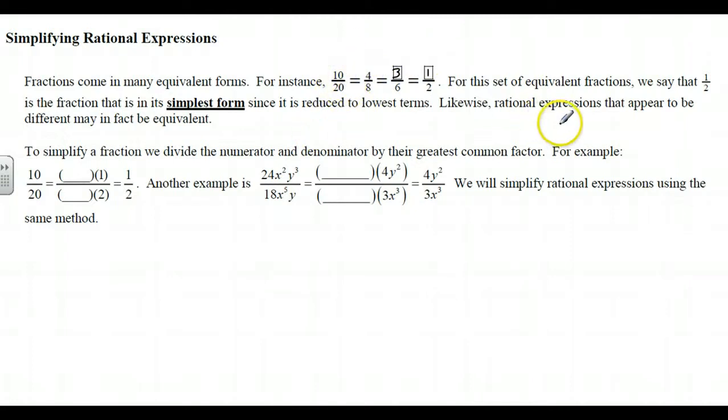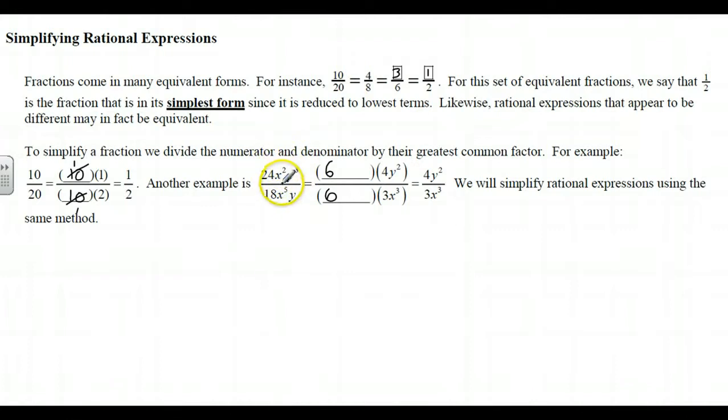Never mind. Likewise, rational expressions that appear to be different may in fact be equivalent. So if we can get every rational expression in its simplest form, then we can decide on equality. To simplify a fraction, we divide numerator and denominator by their greatest common factor. For example, 10 is equal to 10 times 1, and 20 is 10 times 2. And the 10s cancel out, leaving you with 1. 1 times 1 over 1 times 2, or a half. Another example, well, the biggest number that goes into 24 and 18 is 6.